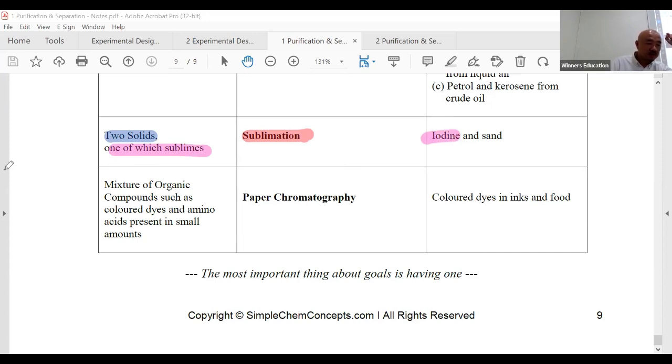Paper chromatography is used when? I usually look for a few keywords. When I see things like in small amounts, immediately I'll think of paper chromatography. There are other examples that keep coming out, like the example I gave you. You hear things like amino acids or color dyes and inks, and so on and so forth. So from there, we also know, oh, likely it is paper chromatography.